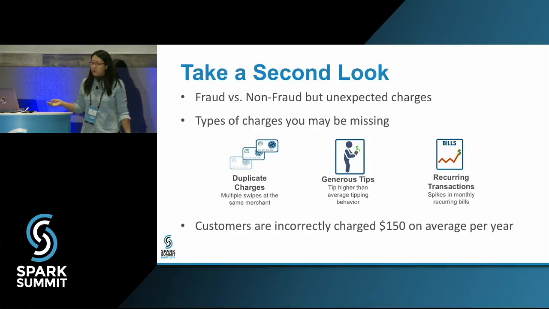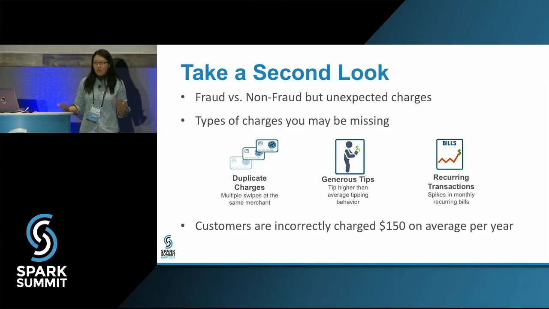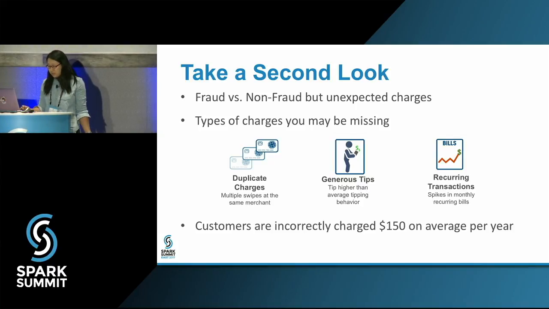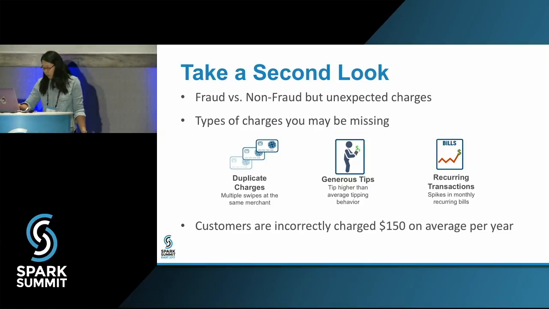Another type could be a spike in your recurring bill. This could happen for some merchants. They raise the price, but you have not noticed before. Or, for example, your cable or internet provider may give you a discount for several months, but then they raise your price and you may not notice that. Overall, our research finds that customers are on average incorrectly charged around $150 per year. So we want to help customers save that money.